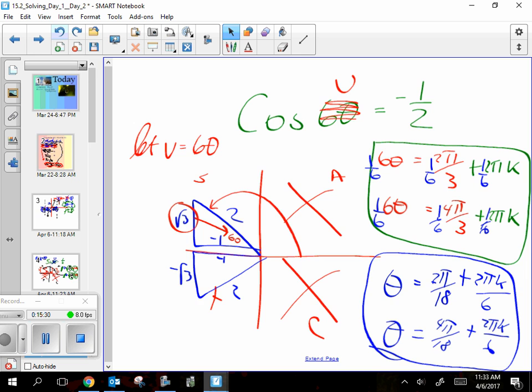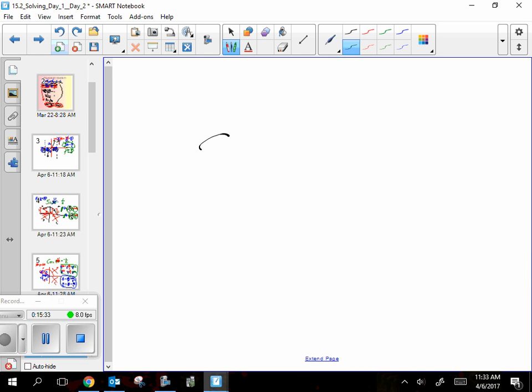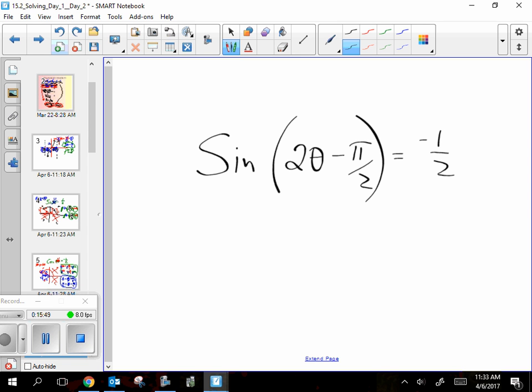All right, let me add one more twist. What if it was sine of 2 theta minus pi over 2 equals negative 1/2. That looks really complicated. So, use a u substitution. It's still the same thing. It's just u substitution. It's just when you substitute at the end, you'll have this icky thing for u. All right. Pause for a minute while you give that one a try.